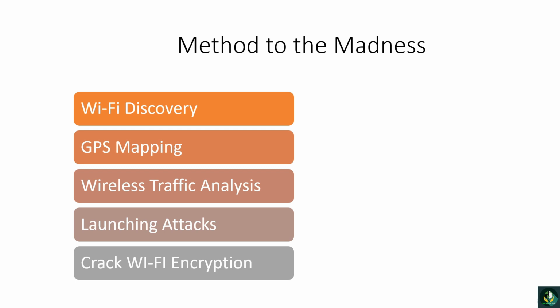First, look at how we find the Wi-Fi network. Then we will take a look at GPS mapping. What I mean by this is being able to pinpoint where the Wi-Fi networks are located. This isn't like a cable that you can trace by yourself, so we need some way of marking them. Then we go through some wireless analysis, followed by launching attacks against the network, and finally cracking the encryption.